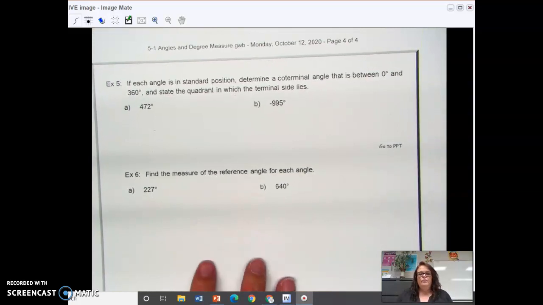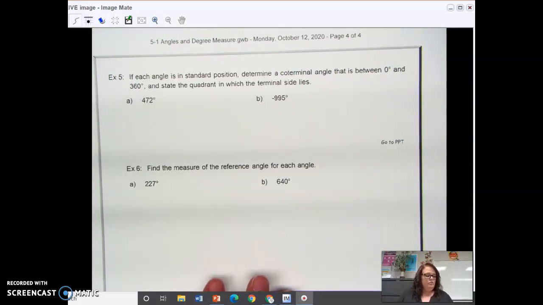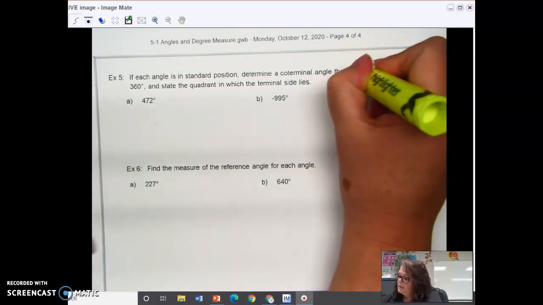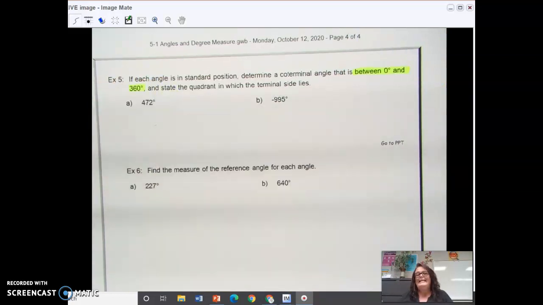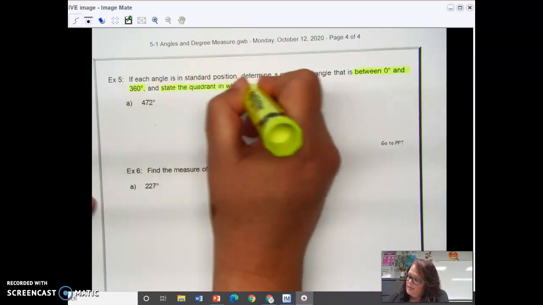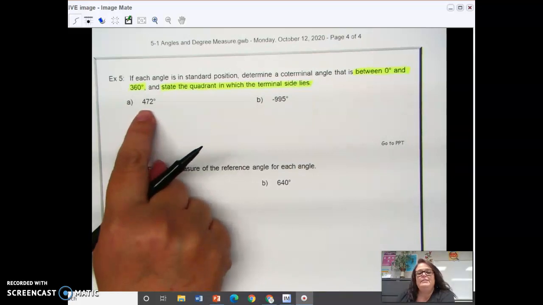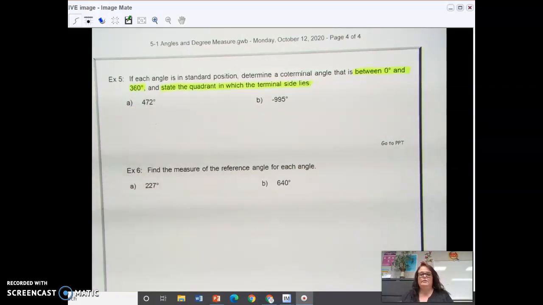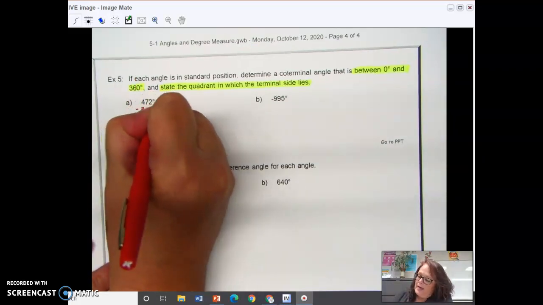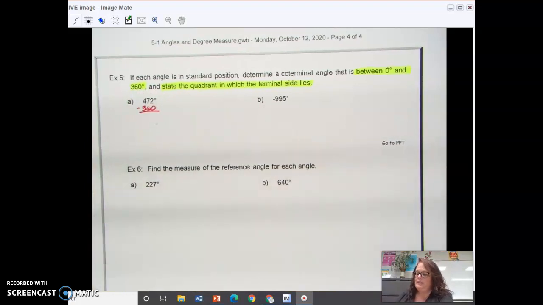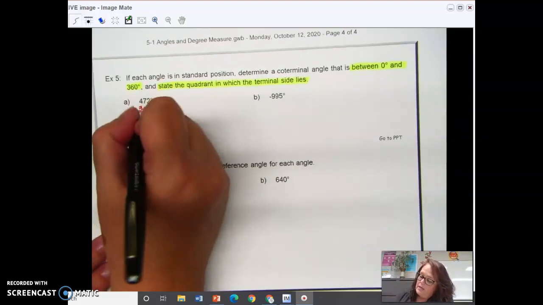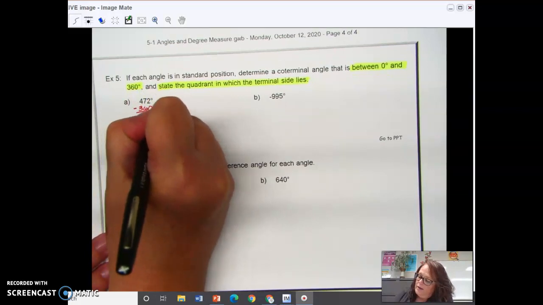So this one is saying if we're in standard position, I wanted to determine a coterminal angle that's between 0 and 360 degrees. So I call that in the first revolution. And then they want us to state the quadrant where the terminal side lies. So there's going to be 2 parts to this answer. So right now, 472 is not in the first revolution because it's bigger than 360 degrees. So coterminal, I can add or subtract any multiple of 360 and start getting coterminal angles. So in this case, we get 112 degrees.